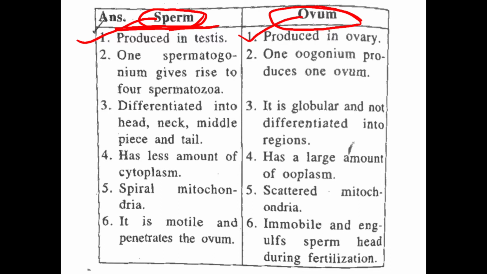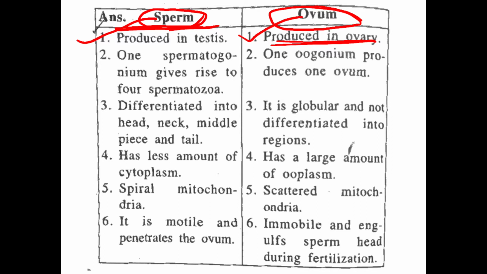We get 2 points. First, the male gamete is sperm and the female gamete is ovum. Another point is that sperm is produced from the male gonad, that is testis, and ovum is produced from the female gonad, that is ovary.